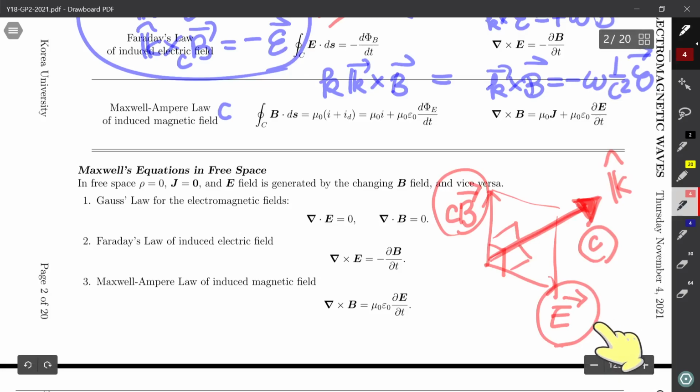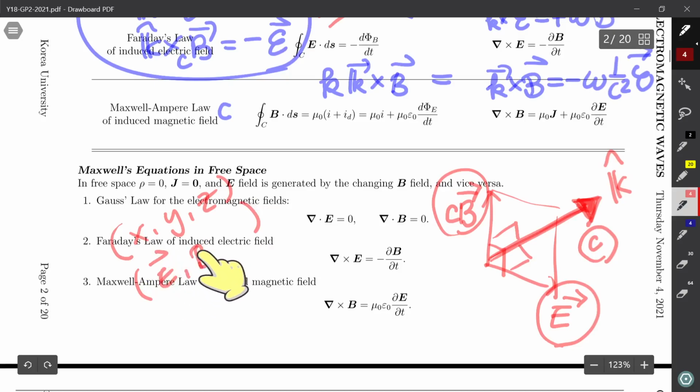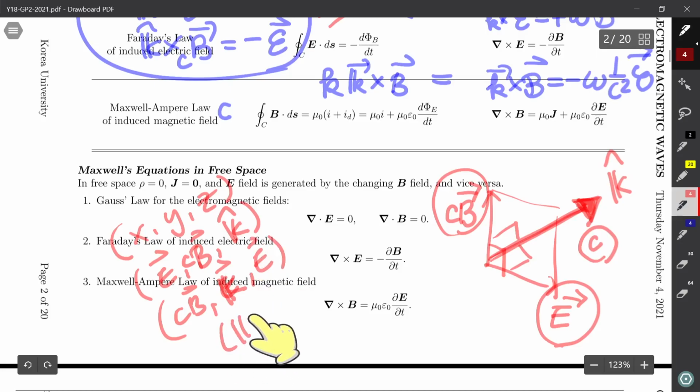And the directions of the E field, B field, and K, the wave vector, are just like the x, y, z axes. They are perpendicular: E, B, K, E, B, K.